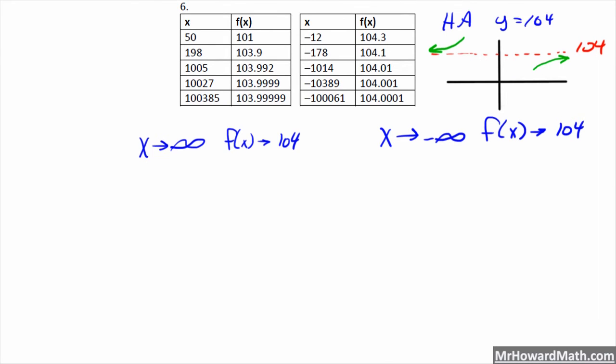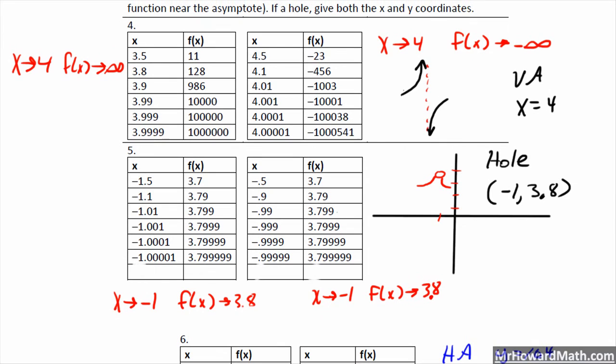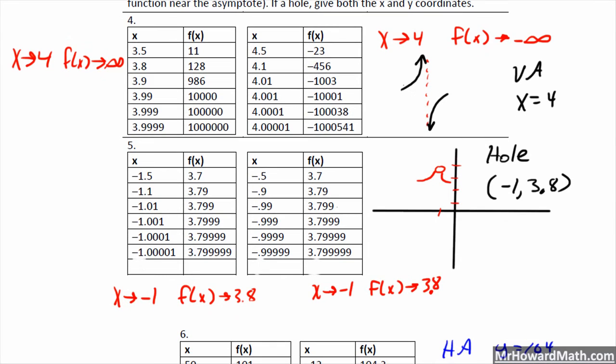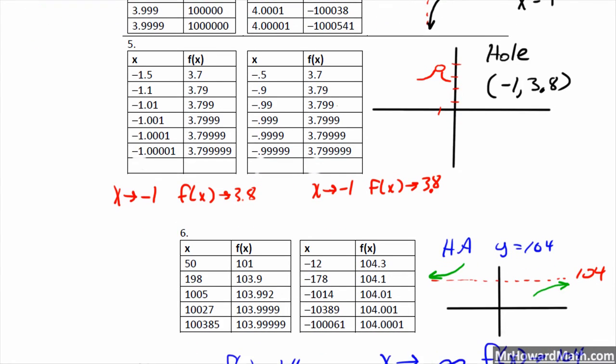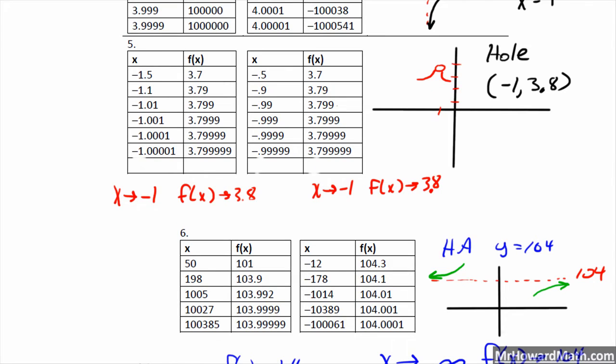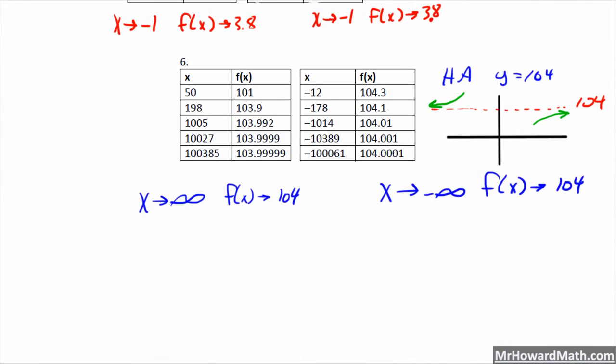So we had all of the different cases here in the tables. In problem 4, our y values were going to positive and negative infinity, so that was a vertical asymptote. In problem 5, the x and y's were approaching and getting infinitely closer to a specific value, and that was a hole in the graph. And then in 6, our x values were approaching positive and negative infinity, so that was giving us the horizontal asymptote. So next we'll move to problem 7.